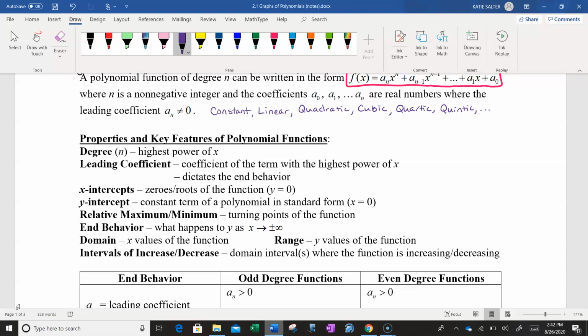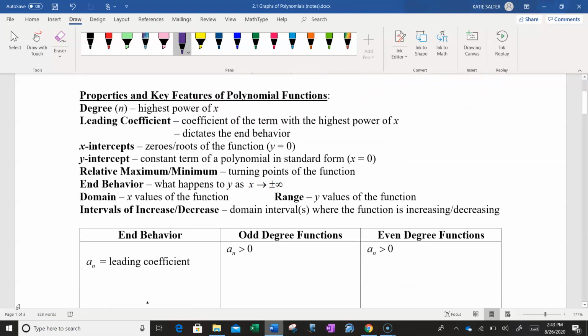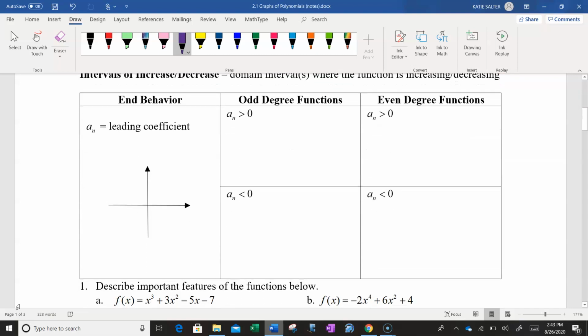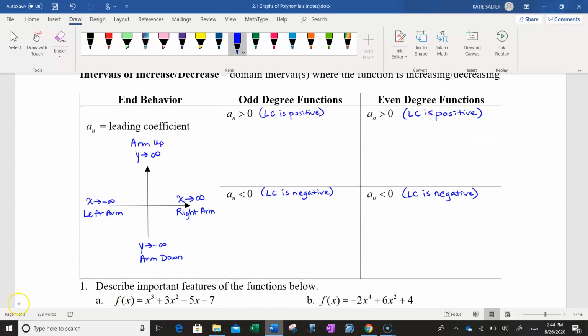End behavior is what happens to the functional values, what happens to y as x approaches positive and negative infinity. Domain is our x, range is our y, and we're also going to be talking about intervals of increase and decrease on our polynomial functions. So let's first review end behavior. If you need to pause the video at any point to get some of this written down, please do.